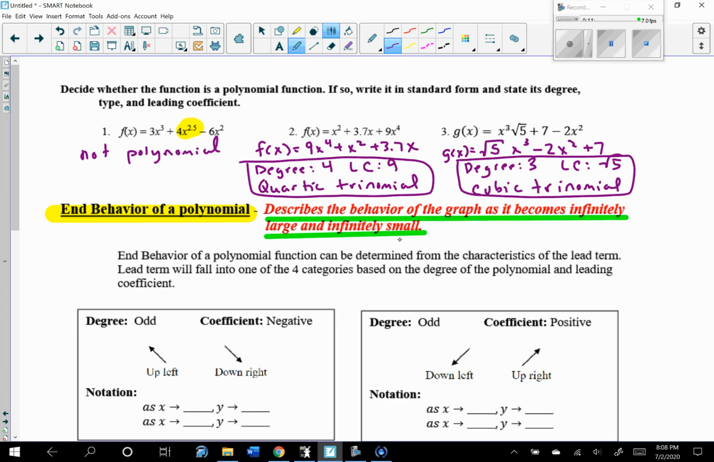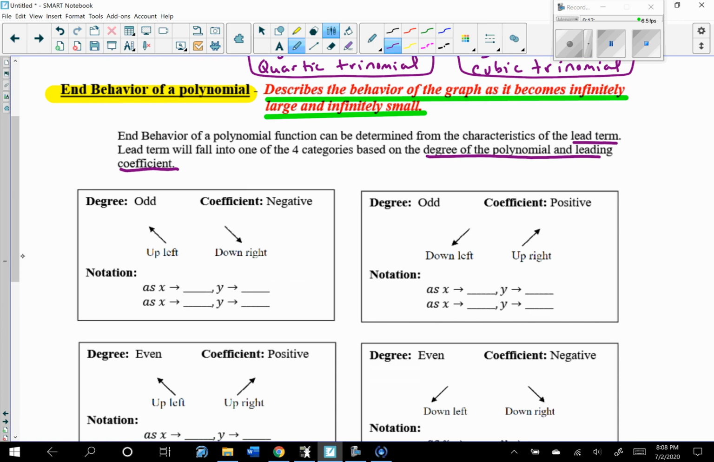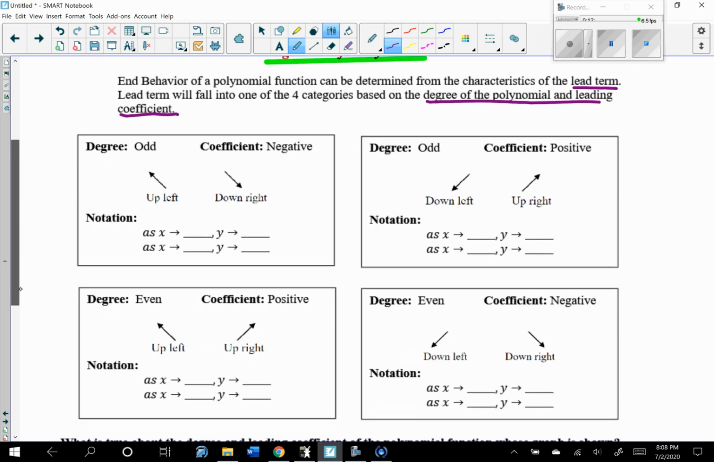So the end behavior of a polynomial function can be determined from the characteristics of the lead term. The lead term will fall into one of the 4 categories based on the degree of the polynomial and the leading coefficient. So that's what will help us to determine what the end behavior is using the lead term of a polynomial, which is why it's important to know how to put your polynomial functions in standard form. So here are the 4 different categories that we have based upon the leading term.